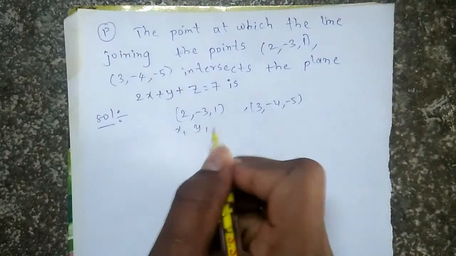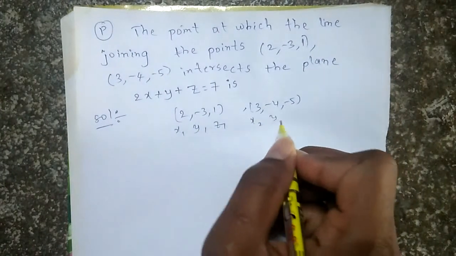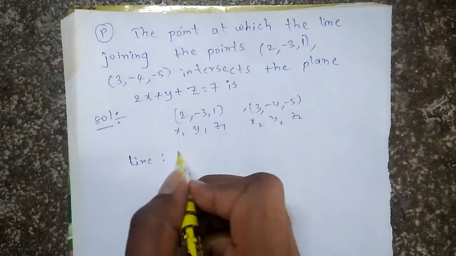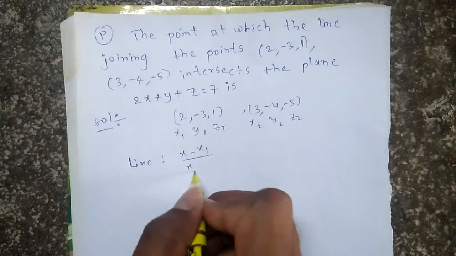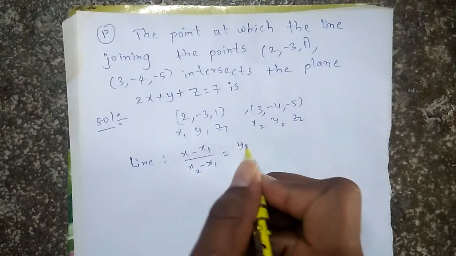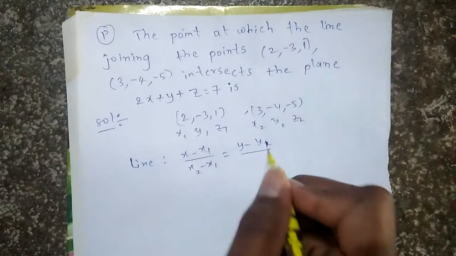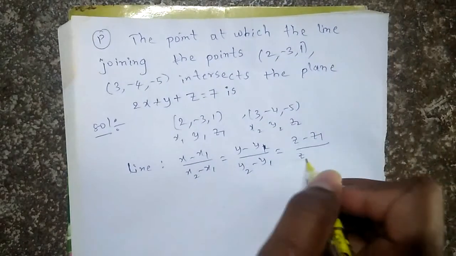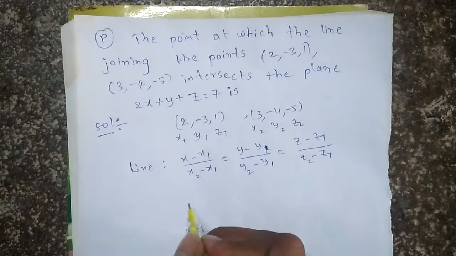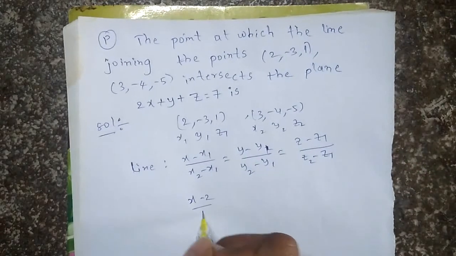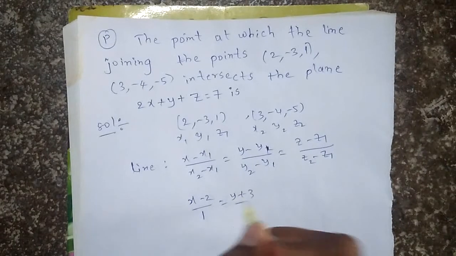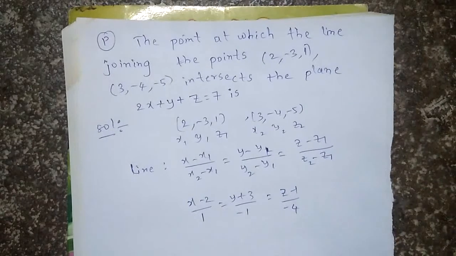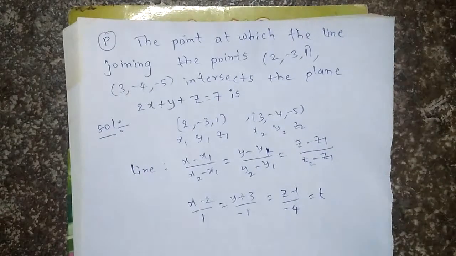This is x1 y1 z1, x2 y2 z2. First find the equation of the line. The line formula is x minus x1 by x2 minus x1, y minus y1 by y2 minus y1, z minus z1 by z2 minus z1. That is x minus 2 by 3 minus 2, 1, y plus 3 by minus 1, z minus 1 by minus 4. So let us take it as t.